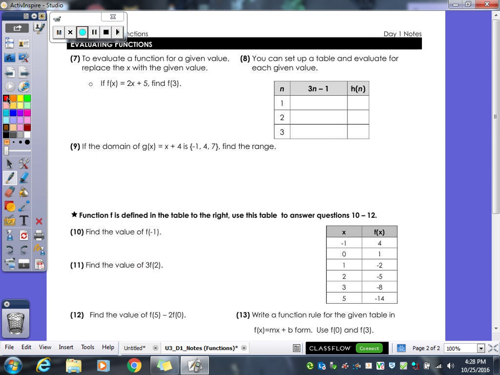So let's take a look at the back. We're going to do some evaluating of our functions, and there's a lot of different ways that they ask you to evaluate functions. So the first one is they'll give you a function, like they did here, and they'll tell you to find a certain value.